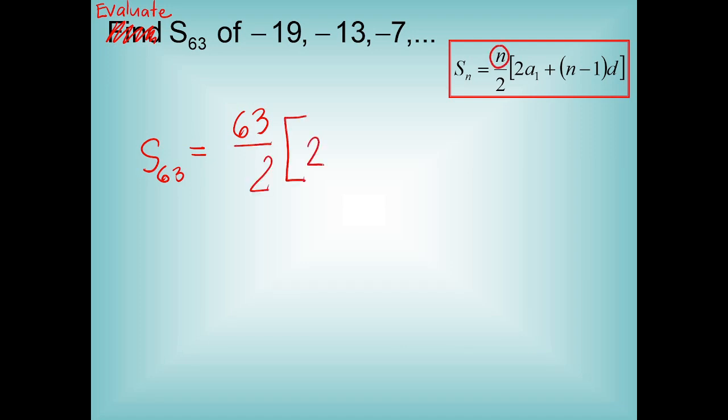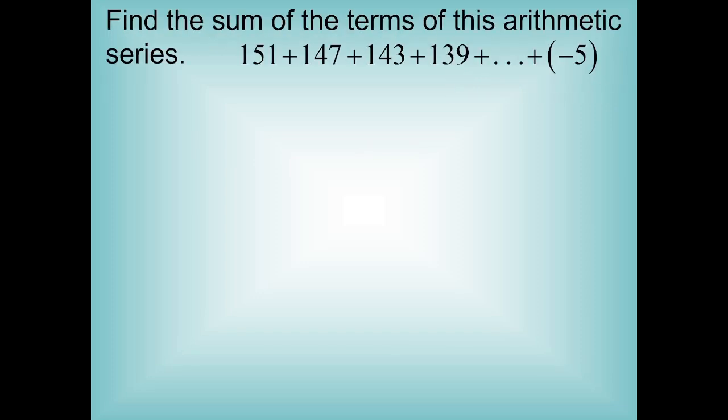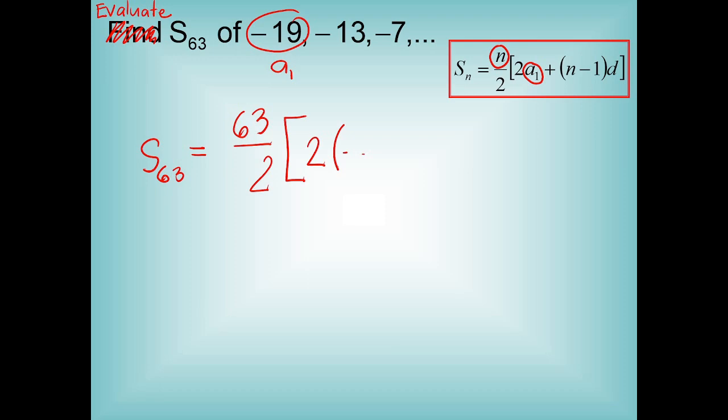Then, twice the first term. The first term is how much? Negative 19 is the first term. Negative 19. Oh, sorry for that. Okay, there you go. Negative 19. Plus. N is 63 again. Minus 1. What is the common difference here?